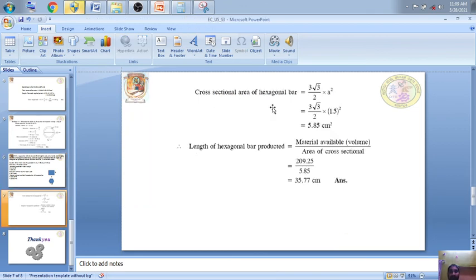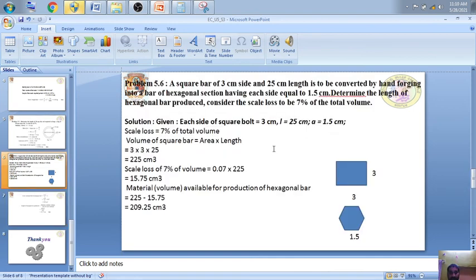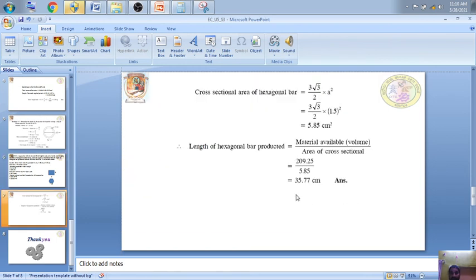So the cross sectional area of the hexagonal bar, we know, is 3 root 3 by 2 into a square, where a is the side of the hexagon. So this side is given as 1.5, and this gives the area of the hexagonal bar. So the length of the hexagonal bar produced equals volume divided by area of the cross section. This is the standard formula.